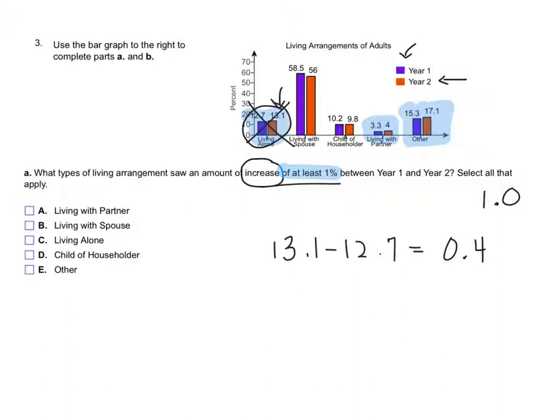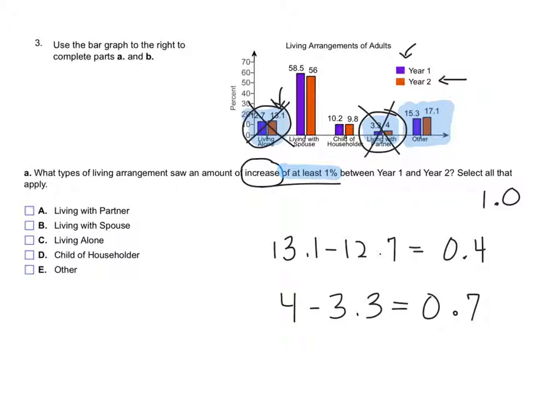Then we'll go to the second group that we highlighted. And the red column was 4 and the purple was 3.3. So 4 minus 3.3 gives me a value of 0.7. So again, this is not 1% or greater, so I'm not going to include that group.